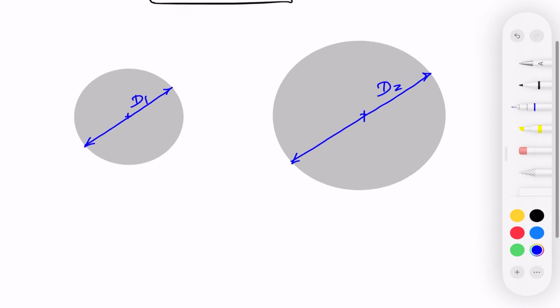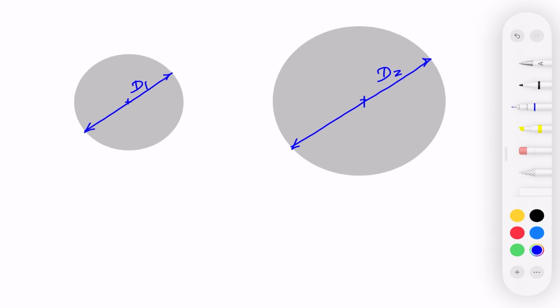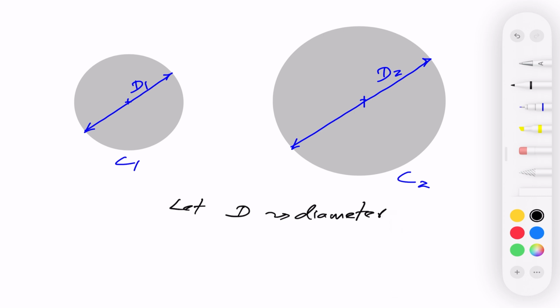All right. What can you say about the circumferences? Well, the smaller circle may have a circumference, let's say C1, and the larger circle may have a circumference, let's say C2. What can you say about the relationship between the diameter and the circumference? Well, I will let D be the diameter technically for any circle, and I will let C be the circumference.